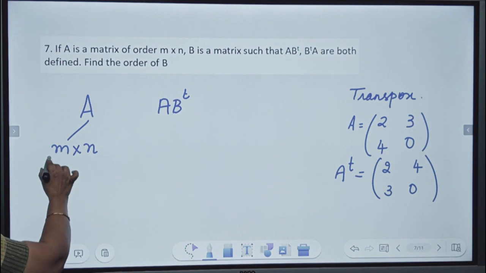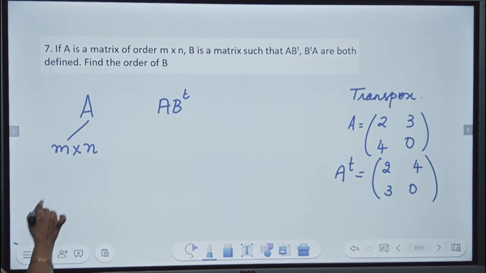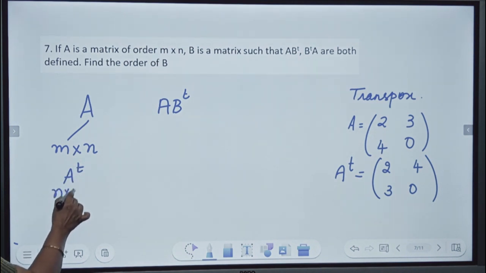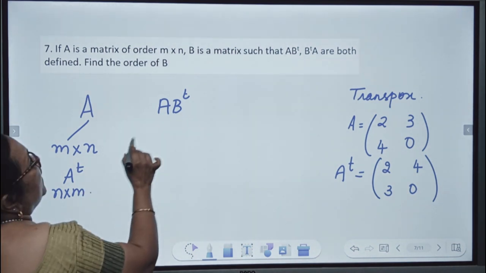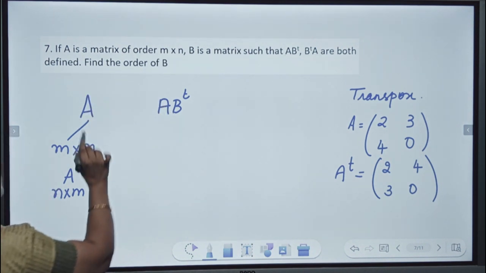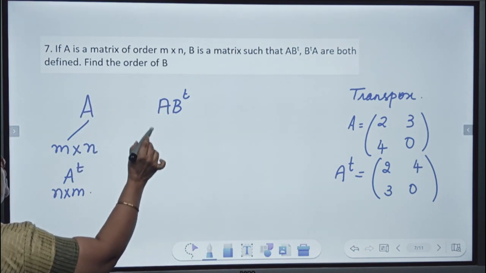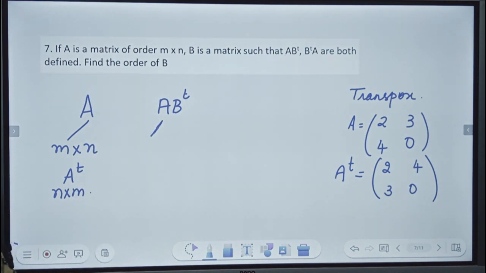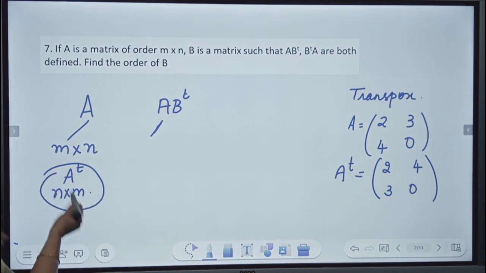Now if A is of order m by n, then what will be the order of A transpose? N by m. Now, B is a matrix such that A is a matrix of order m by n, B is a matrix such that AB transpose is defined. Okay, if AB transpose and B transpose A are both defined, okay? This I don't need, just for your information.